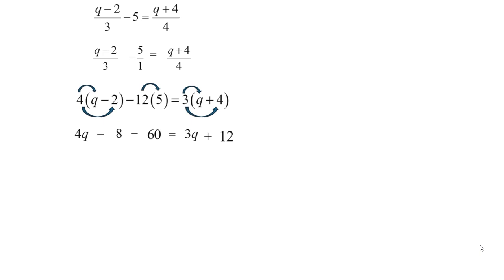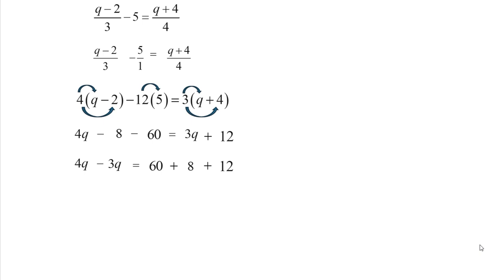Again, we want to try and get all of our variables on the left-hand side of the equation and all of our numbers on the right-hand side. So I'll take the positive 3q that was on the right-hand side, bring it over to the other side where it becomes a negative 3q. We'll take the negative 8 and the negative 60 that's on the left-hand side, bring it over to the right where it becomes a positive 8 and a positive 60.